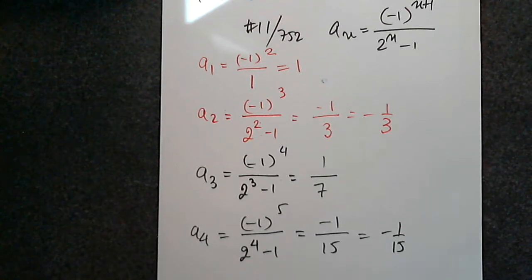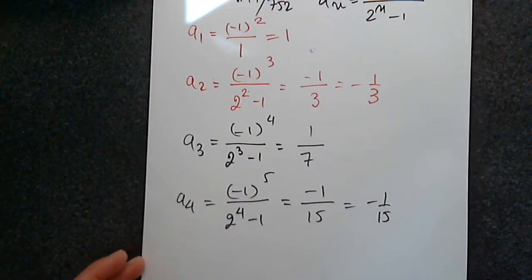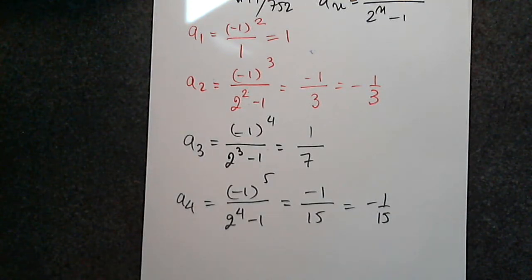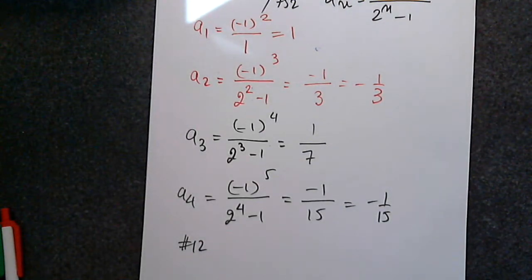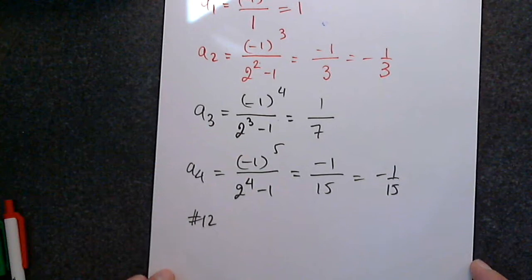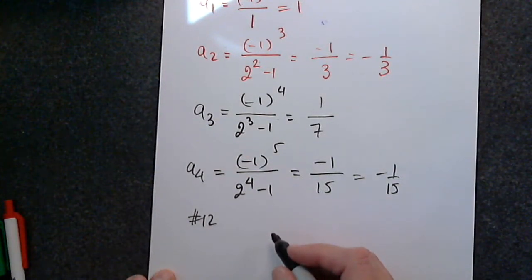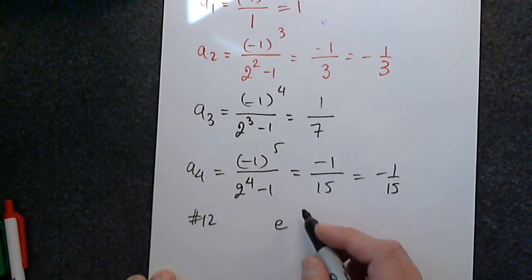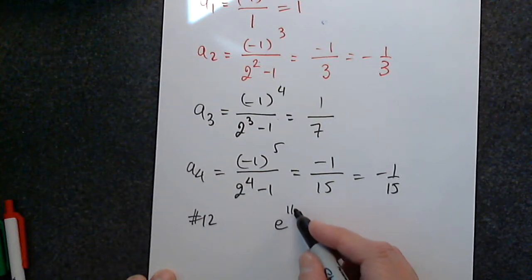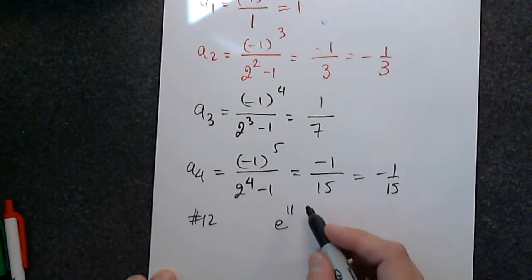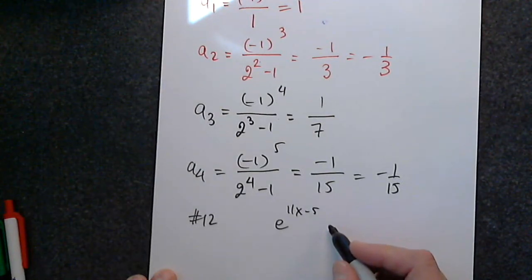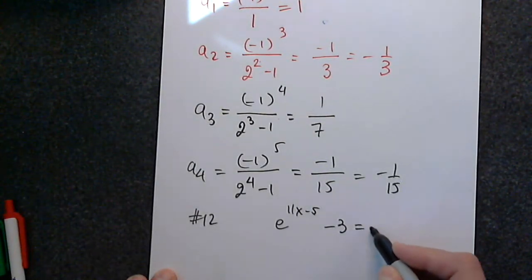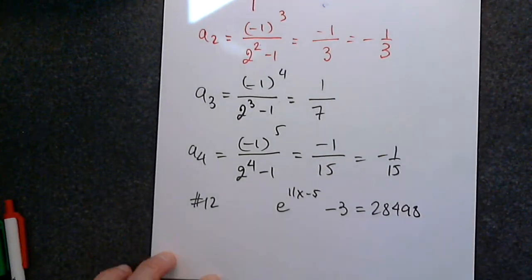Anything else that you would like to see? Yes. Number 12 on the test review. Can you give it to me? Oh, that's awesome. It says to use the calculator to solve the equation and express the exact solution. e to the 11x minus 5, as an exponent, minus 3 equals 28,498. Perfect. Okay, so obviously this is what type of equation?